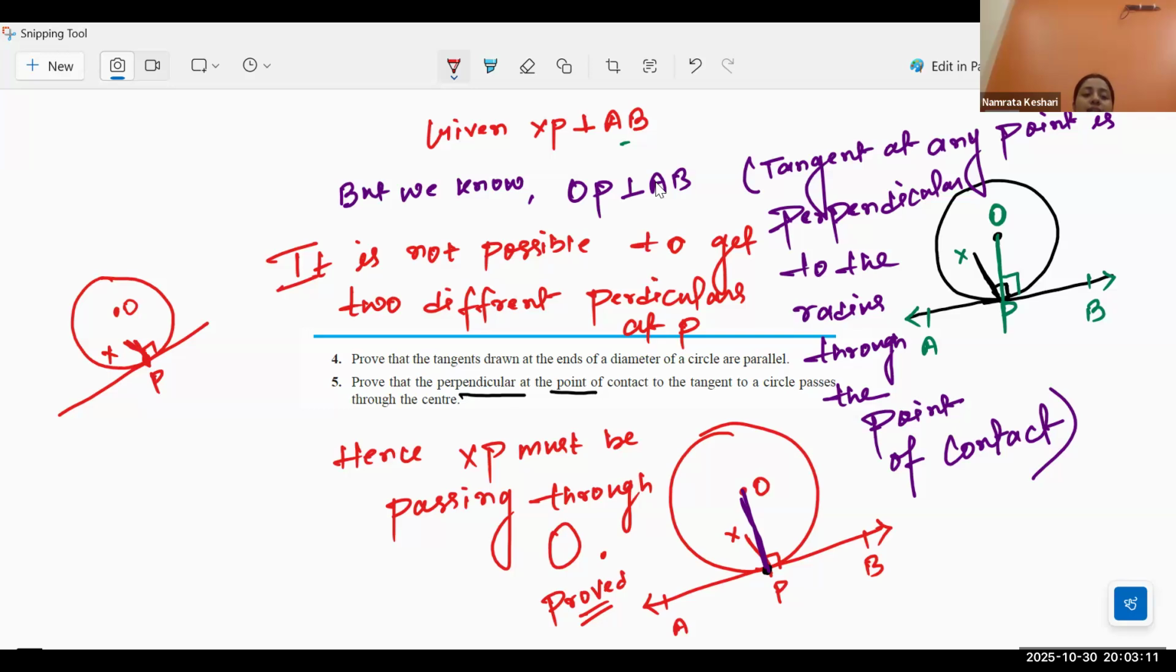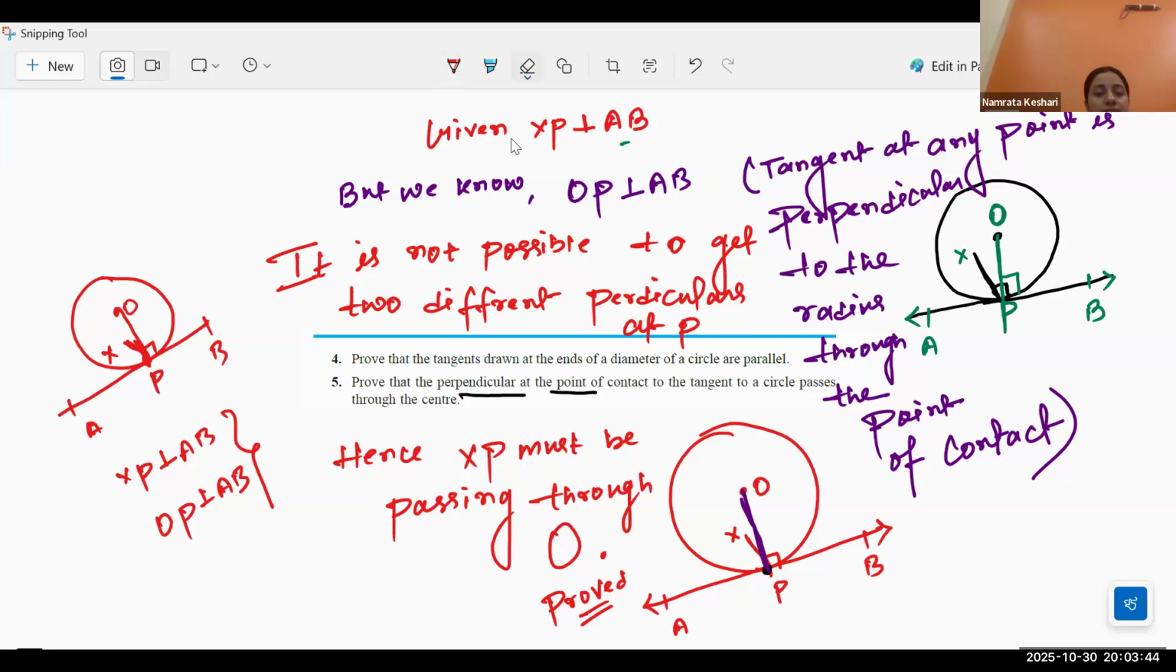And we are saying that, let's say XP is perpendicular to this tangent AB. Okay, and there is a theorem which says that OP is also perpendicular to AB. Okay, these two conditions give us the conclusion that this XP must be passing through O. Why? Because at the same point, two different perpendiculars are not possible. Making sense?